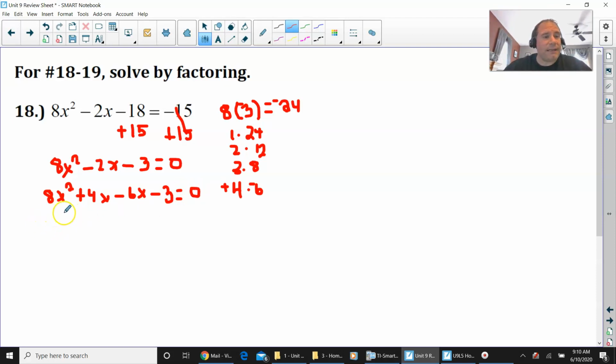So we have 8x squared plus 4x. We're going to take the first two terms and factor out the greatest common factor. So let's talk about the numbers first. 4 is the greatest common factor between 8 and 4. And then x is the greatest common factor between x and x squared. So 4x is the whole greatest common factor. So 4x times what equals 8x squared? 4x times 2x. 4 times 2 is 8. X times x is x squared. Plus, what times 4x equals 4x? Well, 4x times 1.